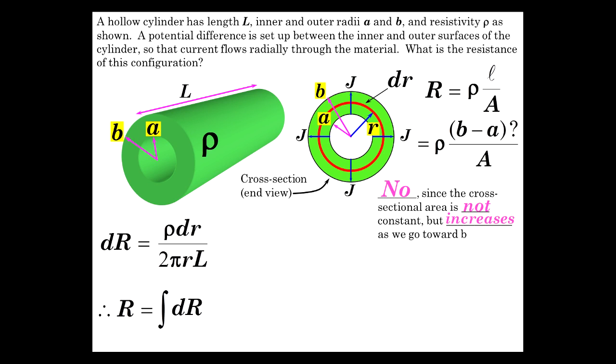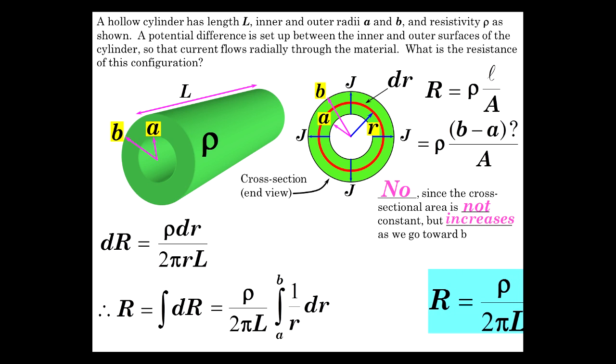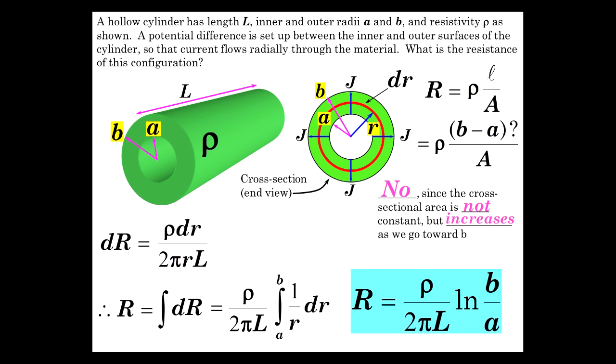So the resistance is just the integral of all that, and the rho, the 2 pi, and the L are constants, so we integrate from A to B of 1 over r dr, and we get a wonderful, actually simple result that we can now just write down. There it is, folks. Rho over 2 pi L, natural log of B over A. I'm sure that was very satisfying, and you feel now like you can handle basic resistance and resistivity problems.